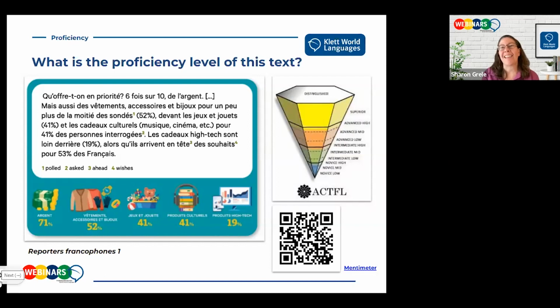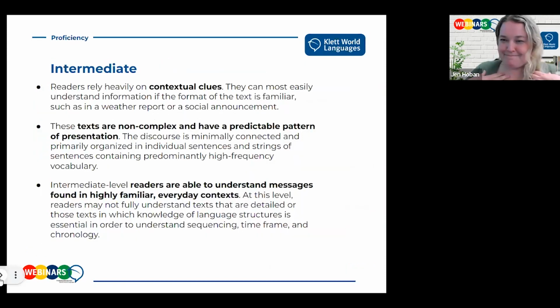I think that's great that we have some differences on this, because it gives us something to talk about as we move forward. And as Jen said, this is from the Reporters Francophones Clet textbook. So this is an authentic resource that they're using in there. Why don't you go to the next slide, Jen? Do you want to talk about the advanced, intermediate, or novice, or shall I do that? You can go ahead and do it.